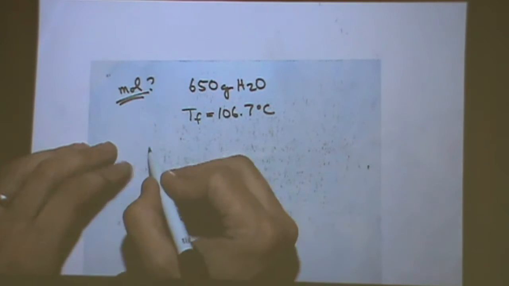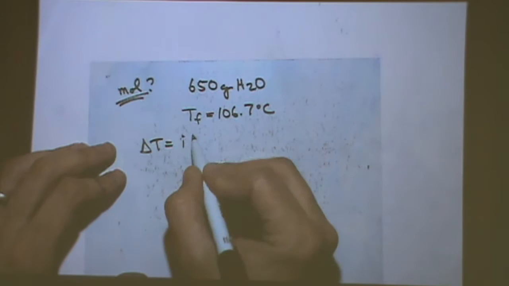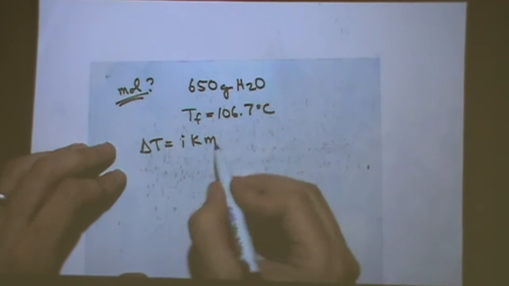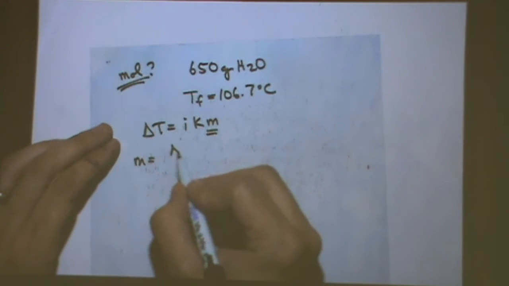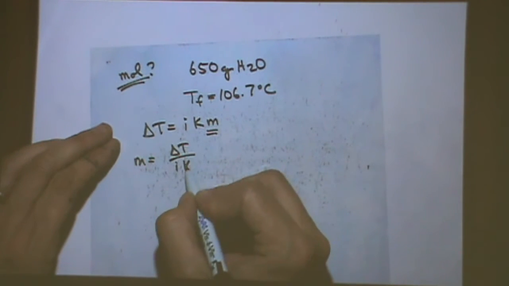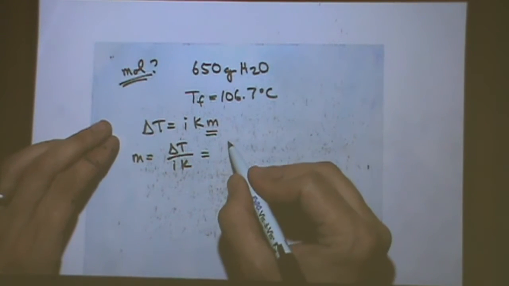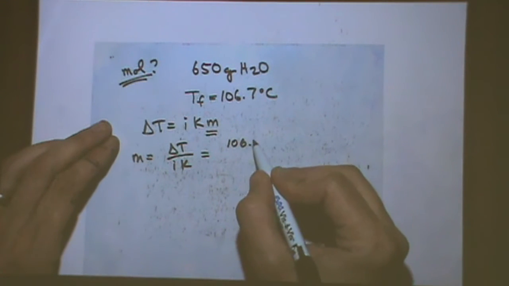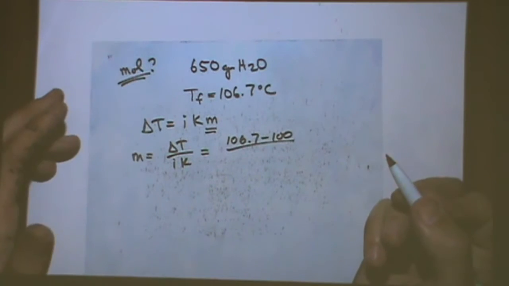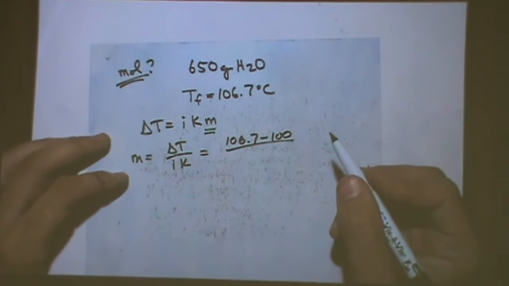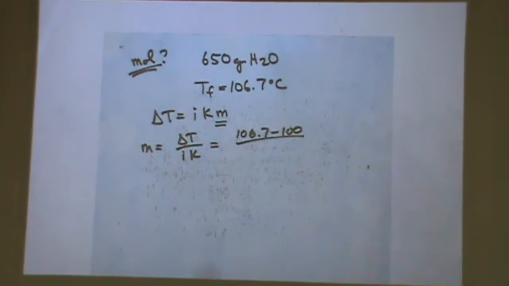So I'm going to solve for molality. Delta T equals i K m. I'm going to solve for that quantity right there. m equals delta T over iK. Delta T first. Well, it's 106.7 minus 100. So you would have to know the boiling point of water and the freezing point. Just take the difference. It says it's a non-volatile, non-ionic solute.